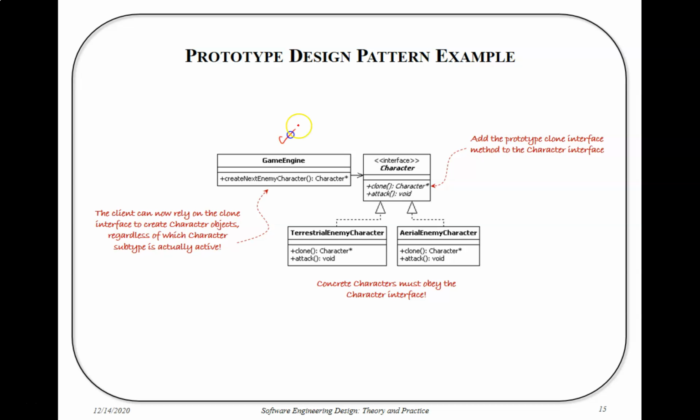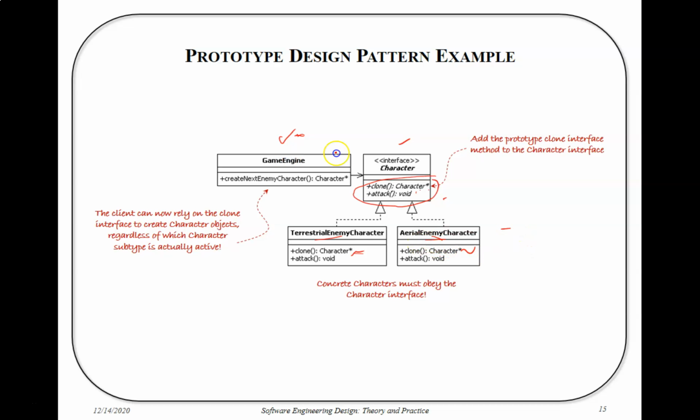So we have a game engine here. So this one will instantiate this interface character, and then we'll have a uniform command. So for the game engine, we don't have to modify the code there. So then add the prototype. This one, add the prototype clone interface method to the character interface for this clone method. So we have a special clone method. We are not interested in the attack method in this example. So the clone method is implemented in both terrestrial enemy and aerial enemy character.